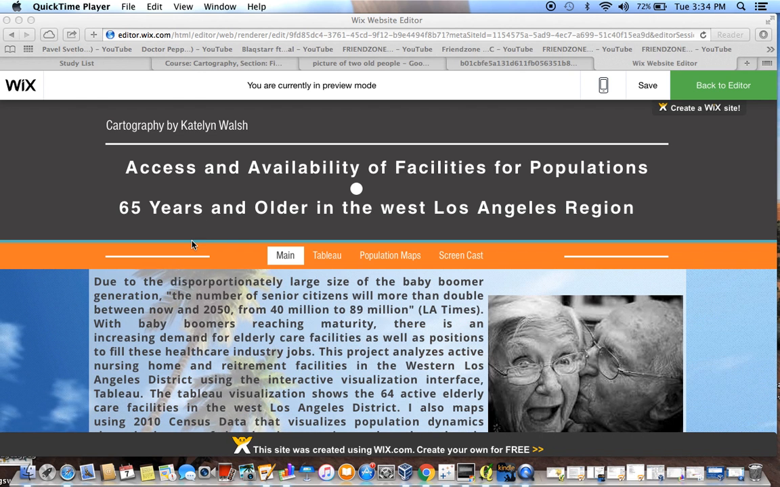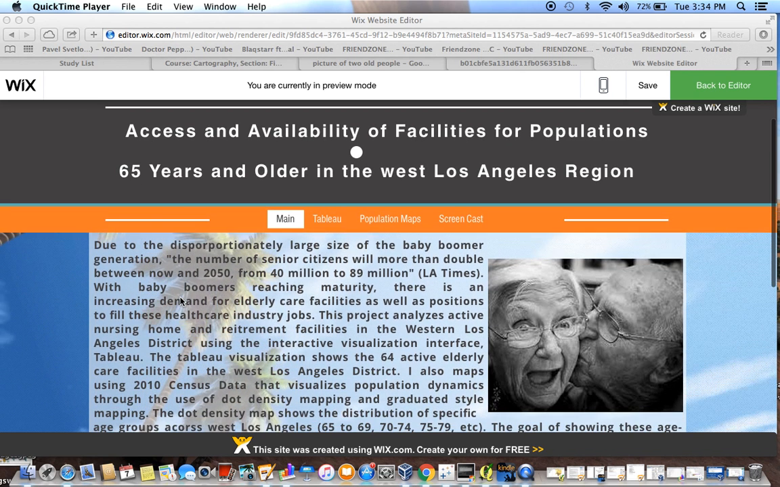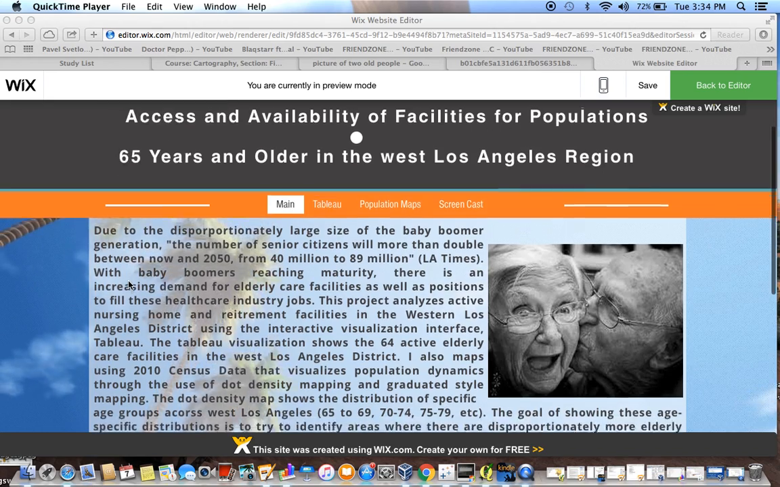This project talks about access and availability of facilities for populations 65 years and older in the West Los Angeles region. This is a really important topic as the senior citizen population will more than double between now and 2050, from 40 million to 89 million.